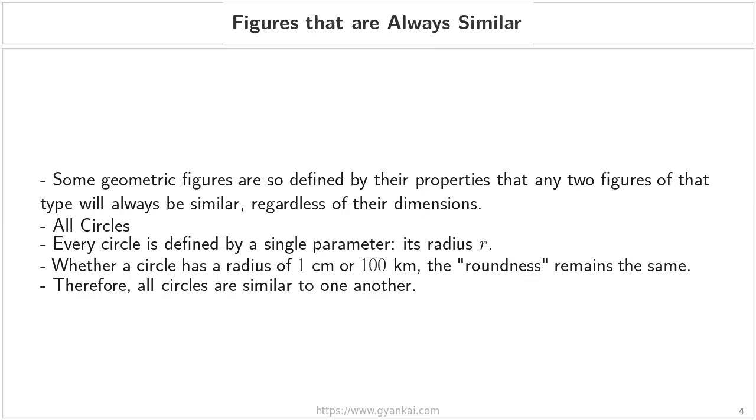Let's start with the simplest one, all circles. Think about what makes a circle a circle. Every single circle is defined by just one parameter, its radius, which we can call r. Whether you are looking at a tiny circle with a radius of 1 centimeter or a massive circle with a radius of 100 kilometers, that fundamental roundness never changes. Because the shape is preserved perfectly, all circles are inherently similar to one another.